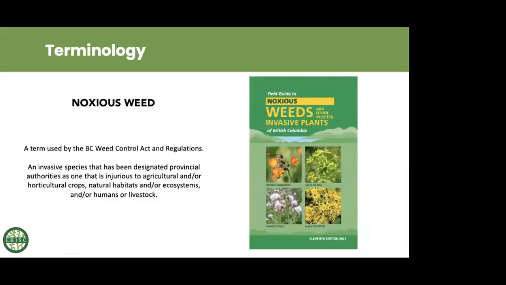And then our last term here is noxious weeds. So noxious weeds is a term used by the BC Weed Control Act and Regulations. It's an invasive species that's been designated by provincial authorities as one that is injurious to agriculture or horticultural crops, natural habitats, or human and wild livestock. So a noxious weed designation basically just allows for more funding for specific plants to be removed. So we want most invasive species to be labeled as noxious because it helps us to mitigate their spread. And lots of the ones that we really focus on are labeled noxious.